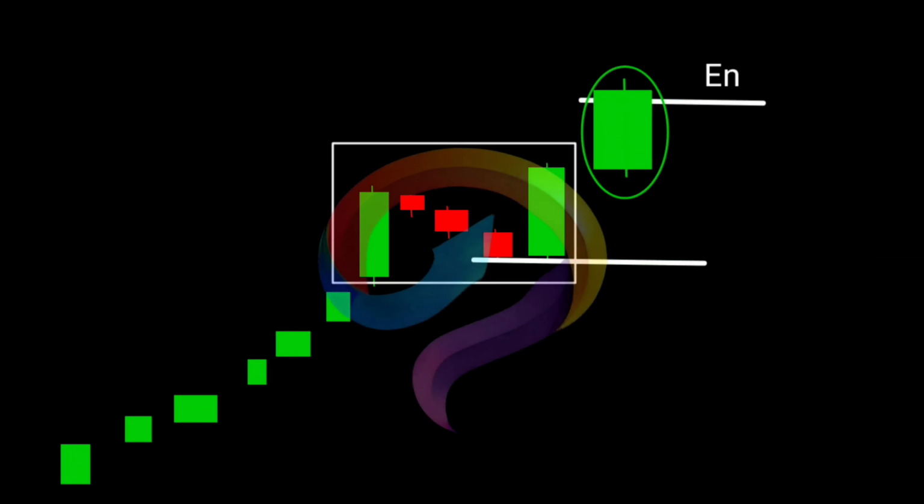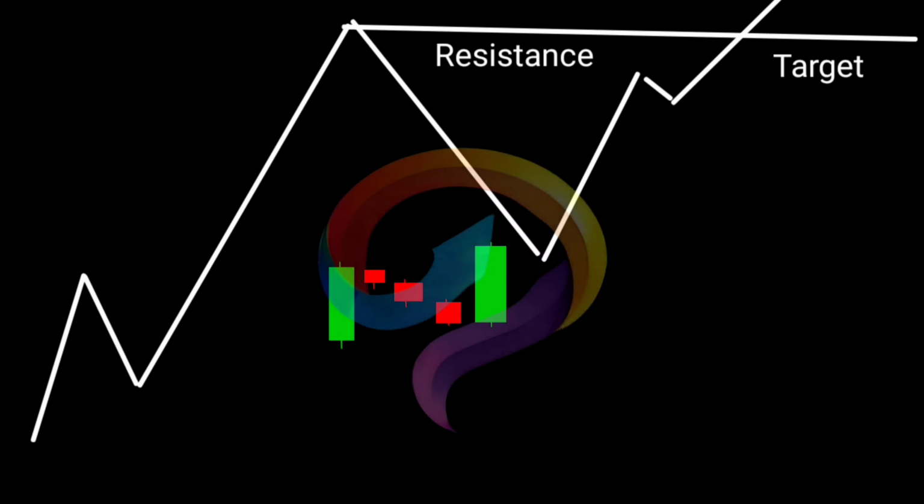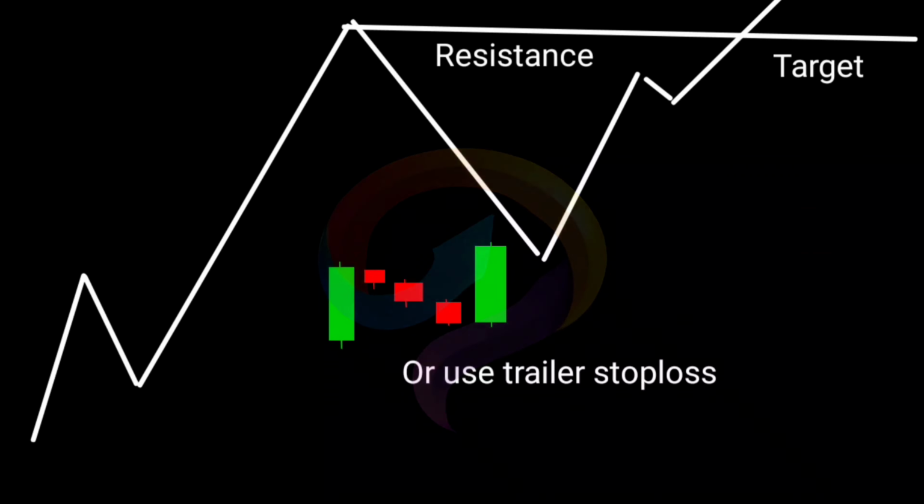This provides an entry signal with a stop loss placed below the low of the pattern. Profit targets can be set at prior resistance levels or using a trailing stop to ride the uptrend.